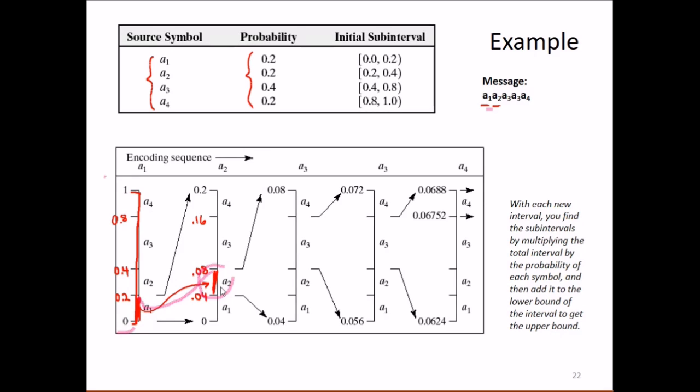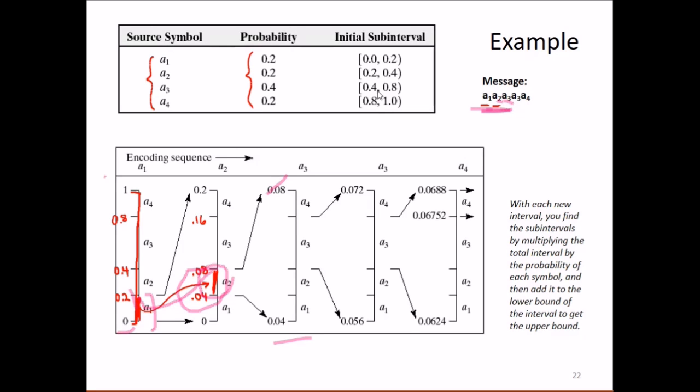So we again divide it. Now this A2 is 0.04 to 0.08 because this is coming after A1. We are using this message, right? So this is okay, A1. Now if we want to go to A2, we have to divide this into these number of values. Now A2 will be having this interval.